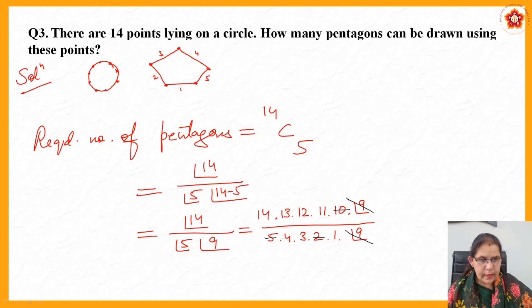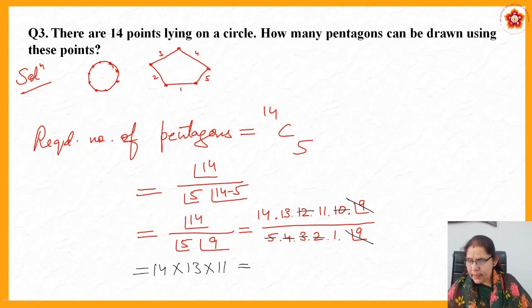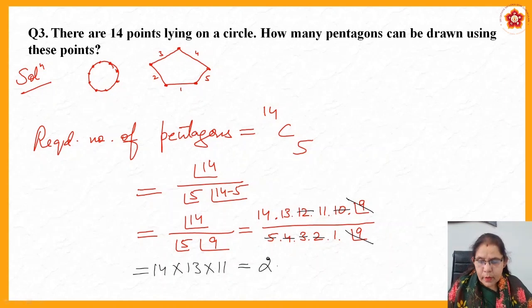Then 5 2s are 10, so 10 will get cancelled. 4 3s are 12, so 12 gets cancelled. So you are just left with 14 into 13 into 11. Multiply these and see what answer you get. 14 into 13 into 11 will give us 2002.